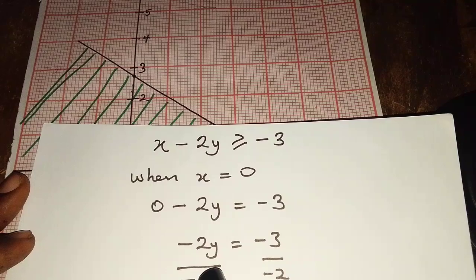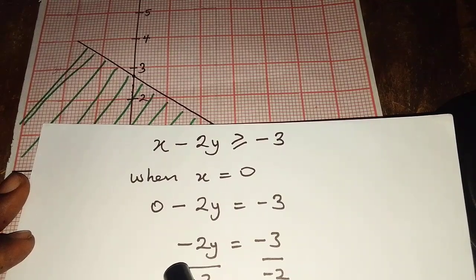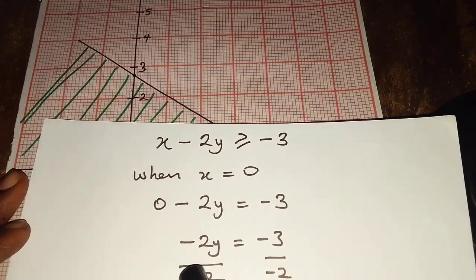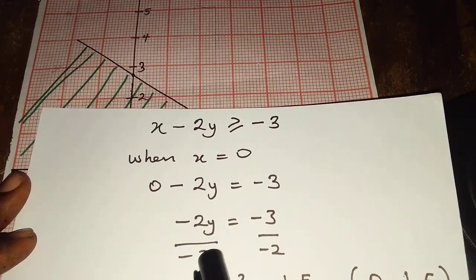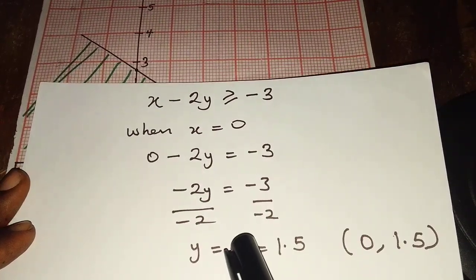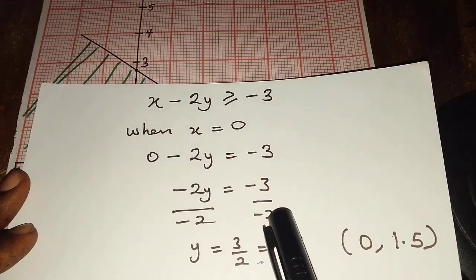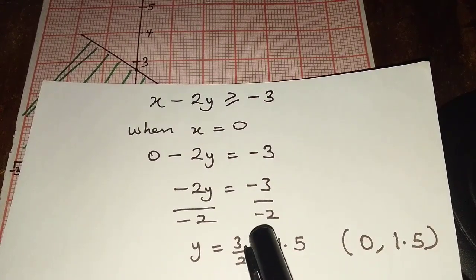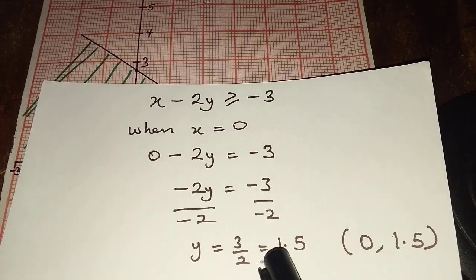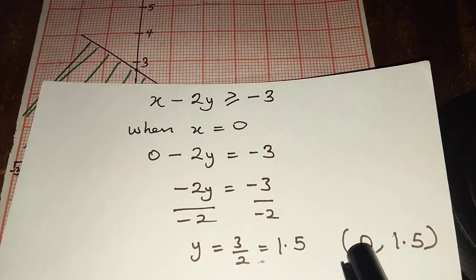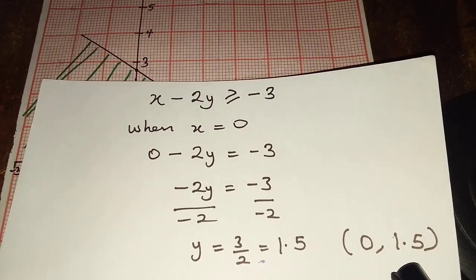To be able to get y, we will divide both sides by the coefficient of y, which is minus 2. Divide both sides by minus 2. Minus 3 divided by minus 2 will give us plus y is equal to minus 3 divided by minus 2. Minus divided by minus will give us plus. So 3 divided by 2 will give us 1.5. So when x is 0, y is 1.5.